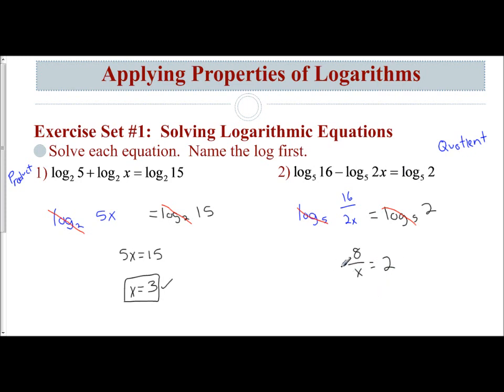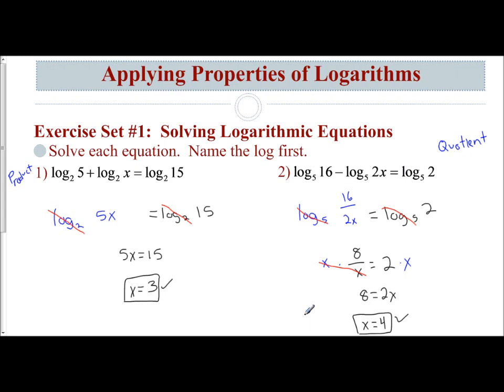I can multiply both sides by x to get it out of the denominator. And that's going to give me 8 equals 2x. Divide both sides by 2, and x equals 4. If I plug it back in, I can just verify that if I do 2 times 4, that's a positive number, and we're good. It meets our properties of logs, our definition of logs.